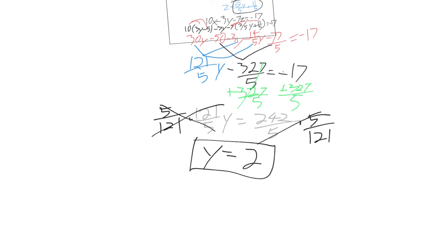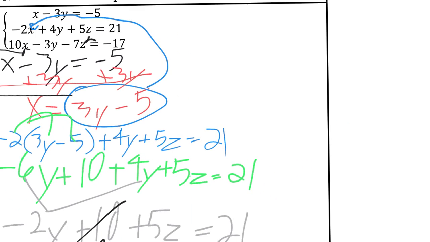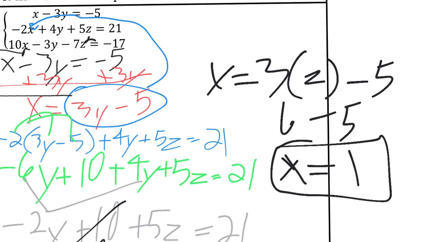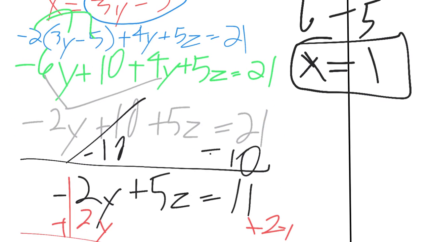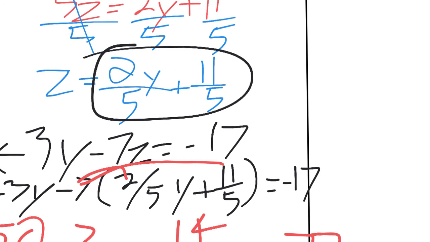But now that we know y equals 2, we can go back and figure out x, because x equals 3y minus 5. So we just say x equals 3 times 2 minus 5. And so 3 times 2 is 6. 6 minus 5 is 1. So we have x equals 1. Okay, so that was quick. Usually you do a lot of work to find one of the answers and then not a whole lot of work to find the other two.